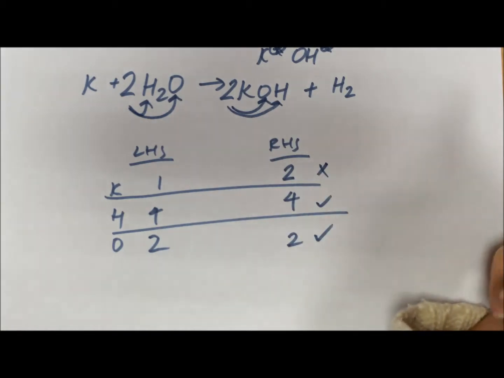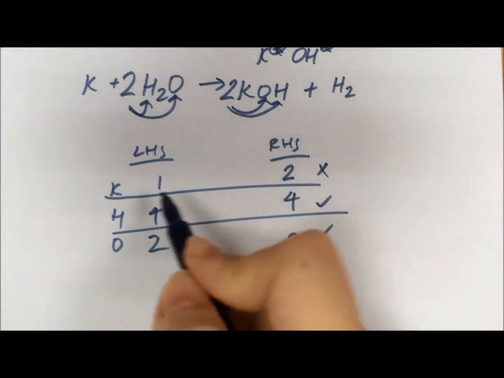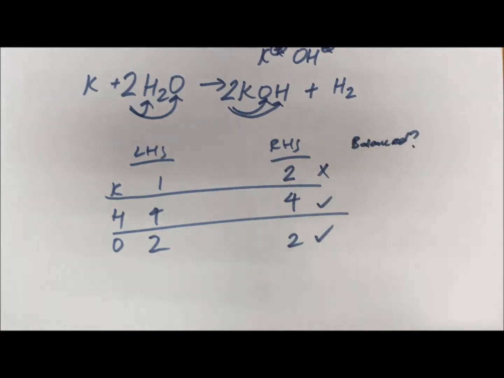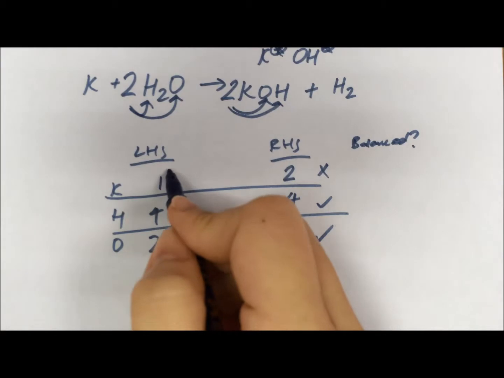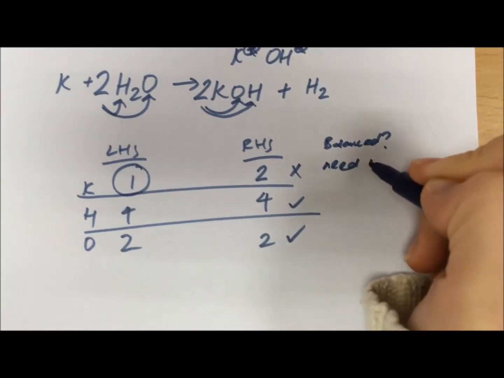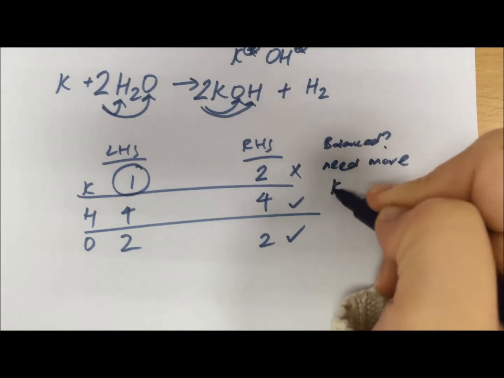So all is balanced except potassium. Potassium needs more on the left. So on my left hand side, I must add a number in front.